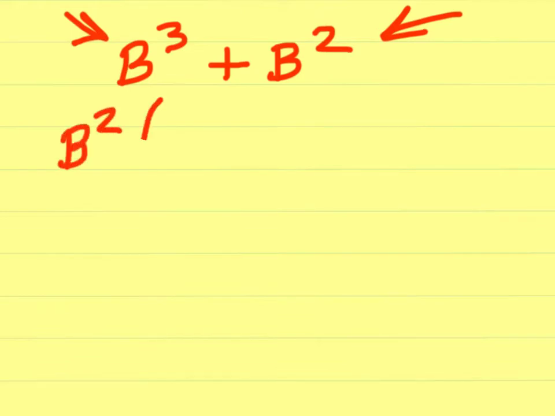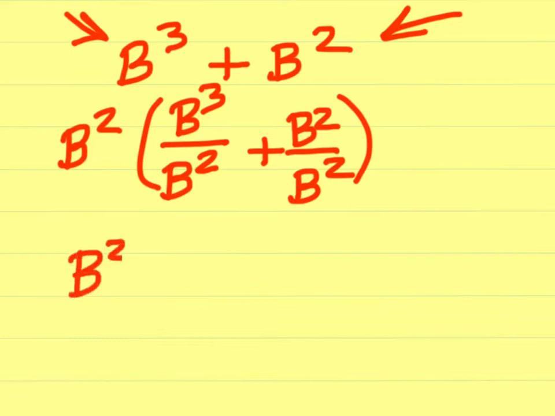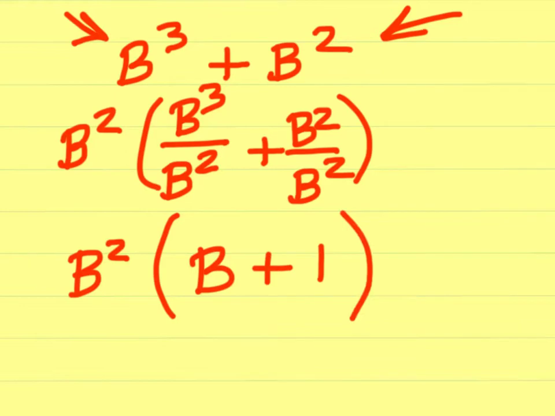If I divide out b to the second, I'm left with b to the third divided by b to the second plus b to the second over b to the second. But you must simplify that. B to the third over b to the second leaves you with just b, and b squared over itself is 1. The final answer is b squared times the quantity b plus 1.